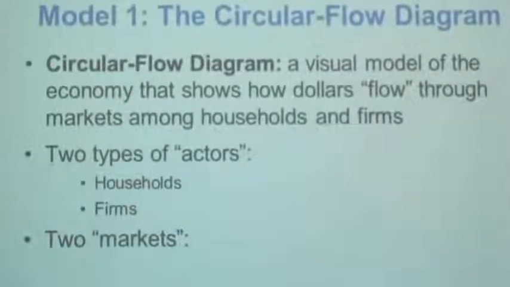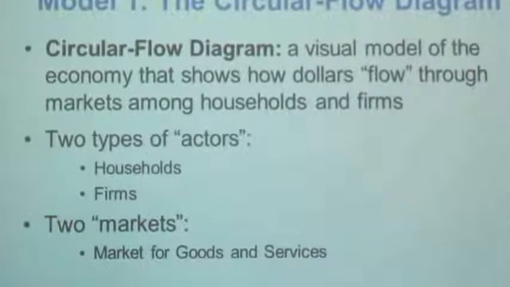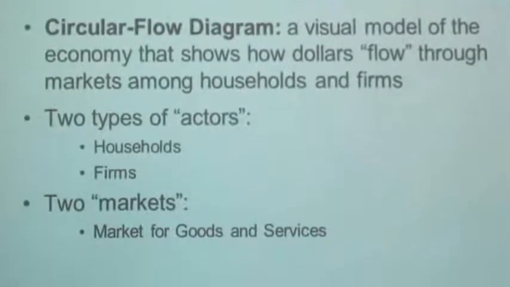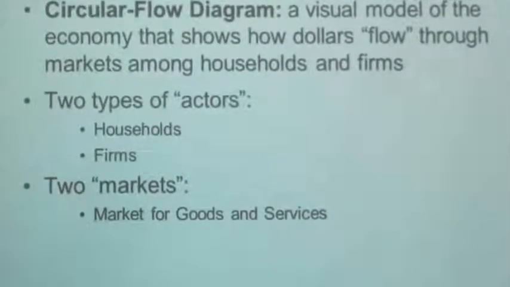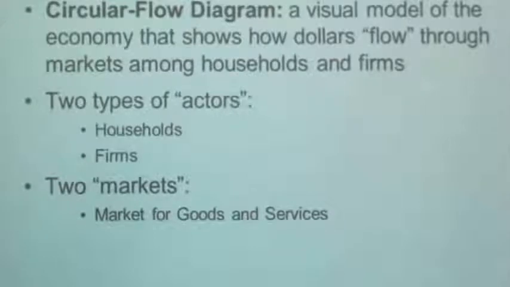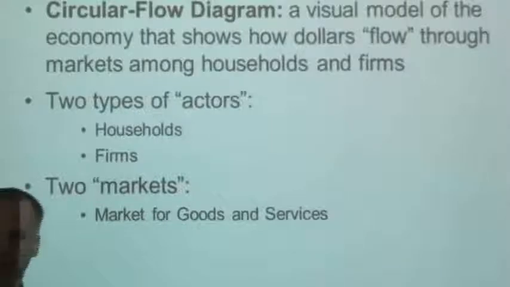We also have 2 markets. The first market is the market for goods and services. This is where households purchase things from firms. Right? Firms produce goods and services, and they sell them in markets, in stores or whatnot. A market is any place where people get together to purchase goods and services.